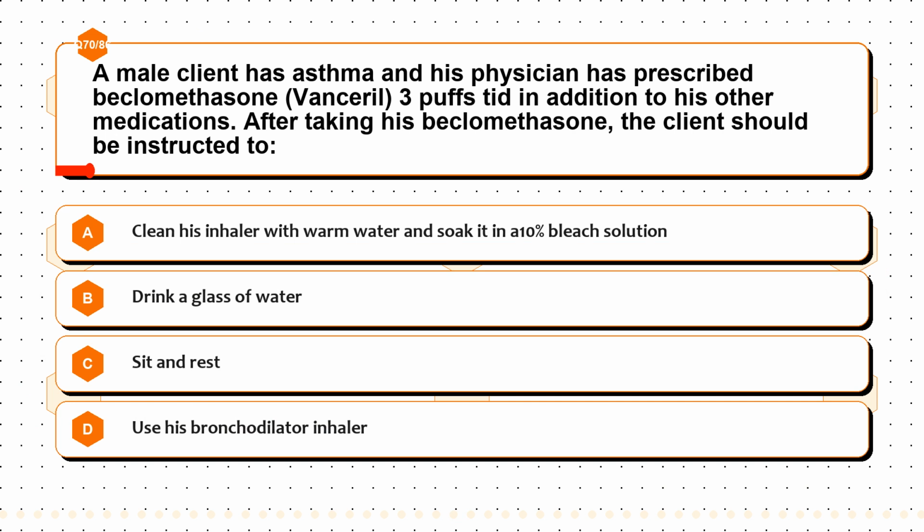Question 70. A male client has asthma and his physician has prescribed beclomethasone, Vanceril, 3 puffs TID in addition to his other medications. After taking his beclomethasone, the client should be instructed to, here are the options. Option A. Clean his inhaler with warm water and soak it in a 10% bleach solution. Option B. Drink a glass of water. Option C. Sit and rest. Option D. Use his bronchodilator inhaler.